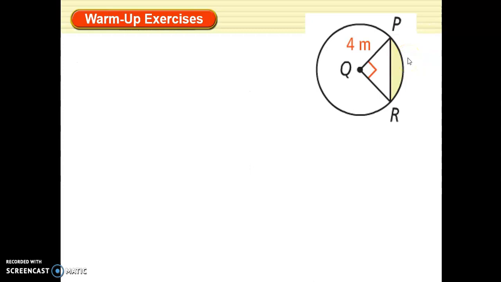Now, we need the area of the triangle that is in this part. Because it's a right triangle, it is simple, because the height is 4 and the base will be 4.